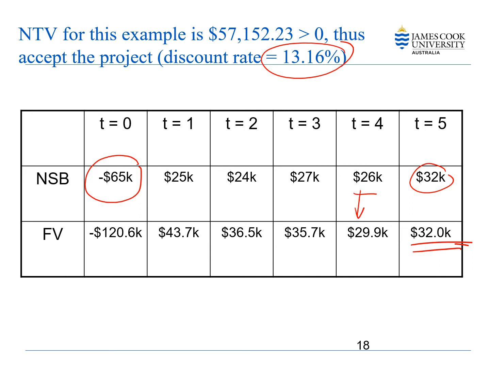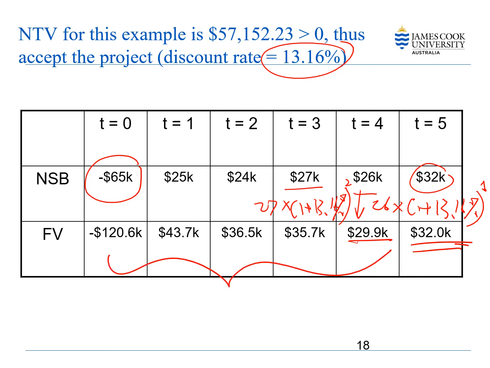Okay. Year 4, $26K is in year 4. This is compounded to year 5, so it's 26 times 1 plus the discount rate, 13.16%, raised to the power 1, and that's 29.9. Similarly, for 27K here, it is 27 times 1 plus the discount rate, 13.16%, raised to the power 2, and so forth. Okay, and we sum all these terms up. We get an NTV of $57,152.23, and it's positive. Then we conclude that this project is efficient.